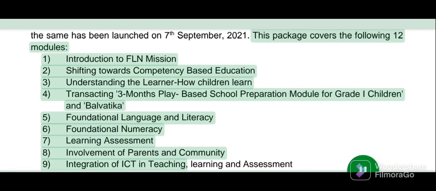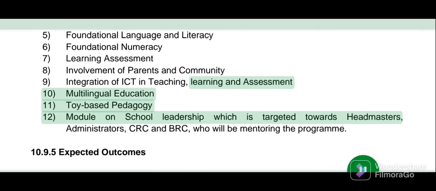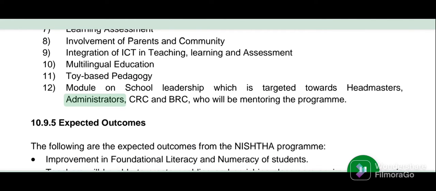This package covers the following 12 modules: 1. Introduction to FLN Mission. 2. Shifting towards competency-based education. 3. Understanding the learner, how children learn. 4. Transacting a 3-month play-based school preparation module for grade 1 children, and Balvatika. 5. Foundational language and literacy. 6. Foundational numeracy. 7. Learning assessment. 8. Involvement of parents and community. 9. Integration of ICT in teaching, learning and assessment. 10. Multilingual education. 11. Toy-based pedagogy. 12. Module on school leadership, which is targeted towards headmasters, administrators, CRC and BRC, who will be mentoring the program.